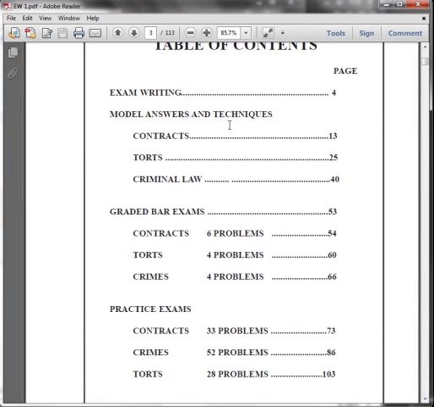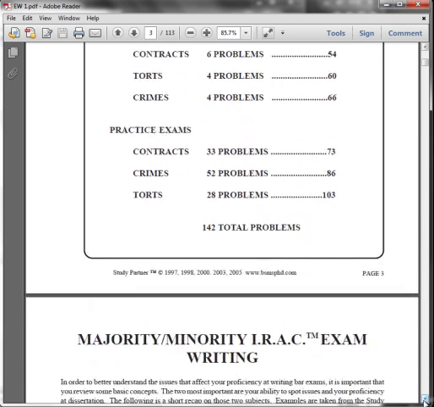Generally, we have some model answers and techniques for contracts, torts, and criminal law, some graded bar exams, so you can see exactly how pathetic the bar grades exams. And if you actually fail a bar exam, boy, you've got a lot of trouble because fundamentally they don't grade these things as well as they should. They skim through them mostly. And this is a prime example of that kind of stuff. Plus, and the most important part, we have a large bank of extremely good practice exams.